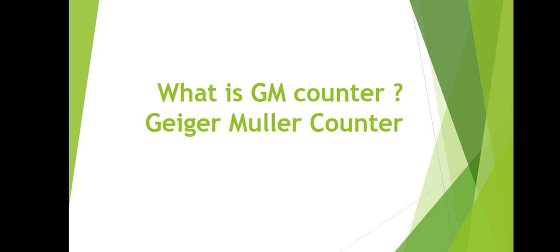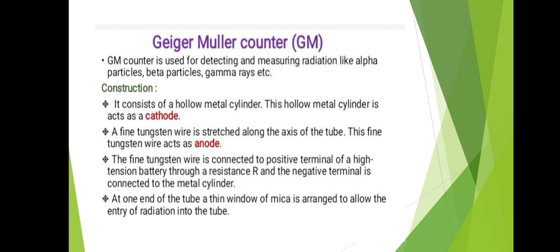Today I am going to explain Engineering Physics chapter Crystal Structures, the topic GM counter. What is meant by GM counter? Geiger-Muller counter. GM counter is used for detecting and measuring radiations like alpha particles, beta particles, and gamma rays.